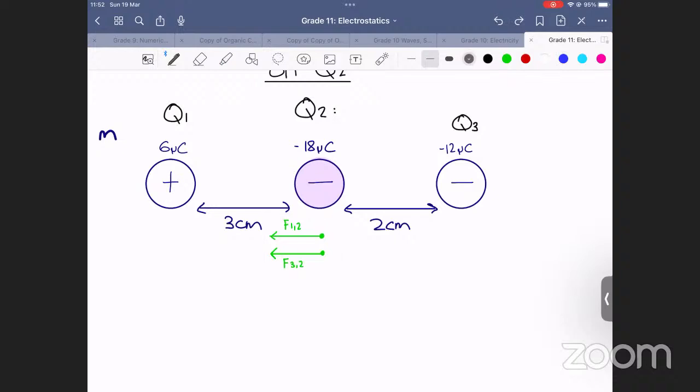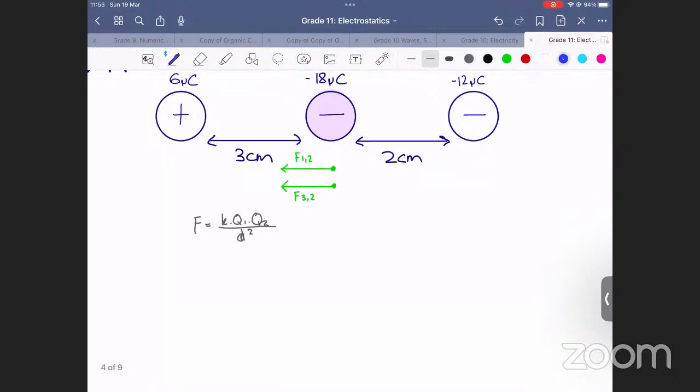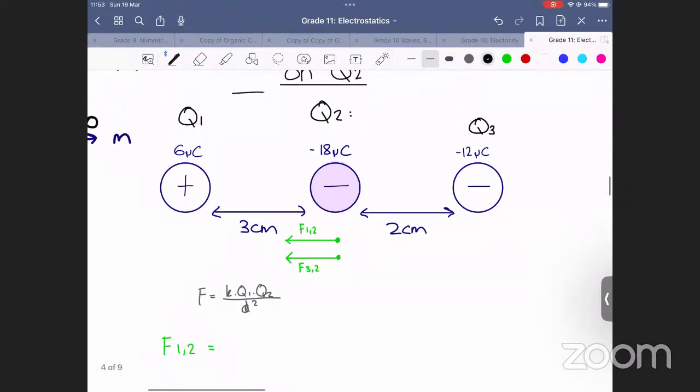Okay. So now, before we do anything further with the vectors and the direction, let us actually calculate the magnitudes of those forces. Which forces? So firstly, I'm going to write my main formula. My main formula is F is equal to K times Q1 times Q2 over R squared, or d squared. So I want to calculate F by 1 on 2, the force that 1 exerts on 2. Remember, the force that 1 exerts on 2 is the same force that 2 exerts on 1.